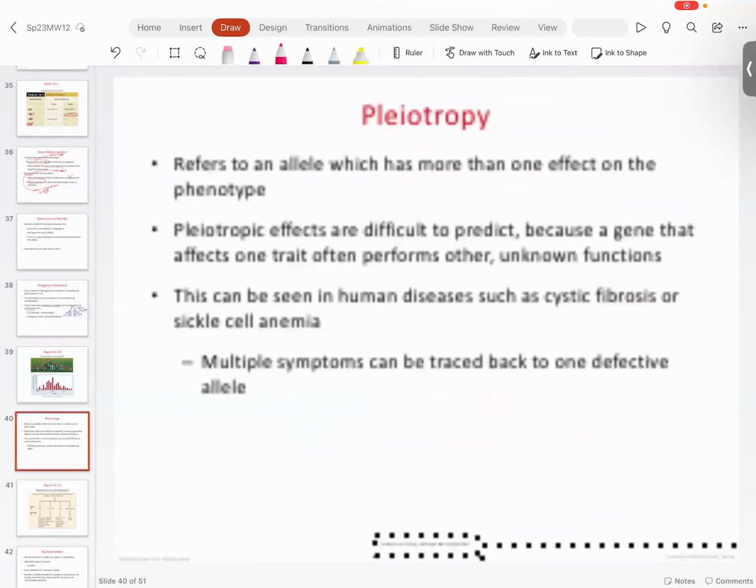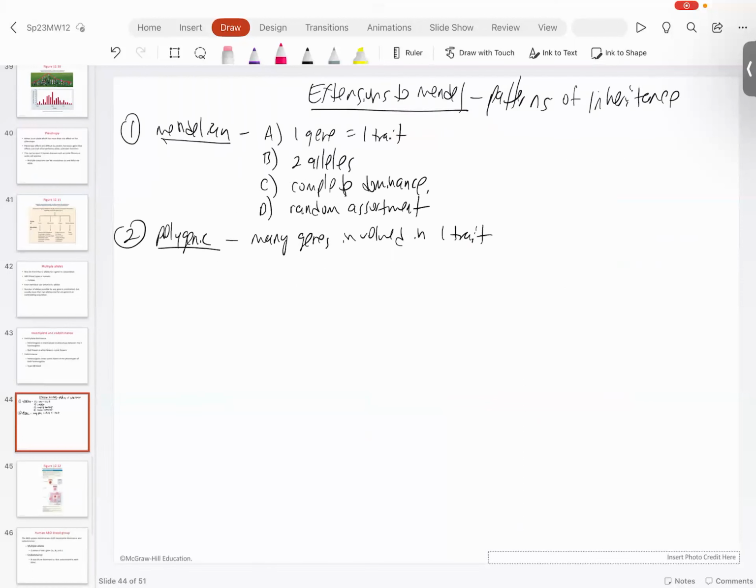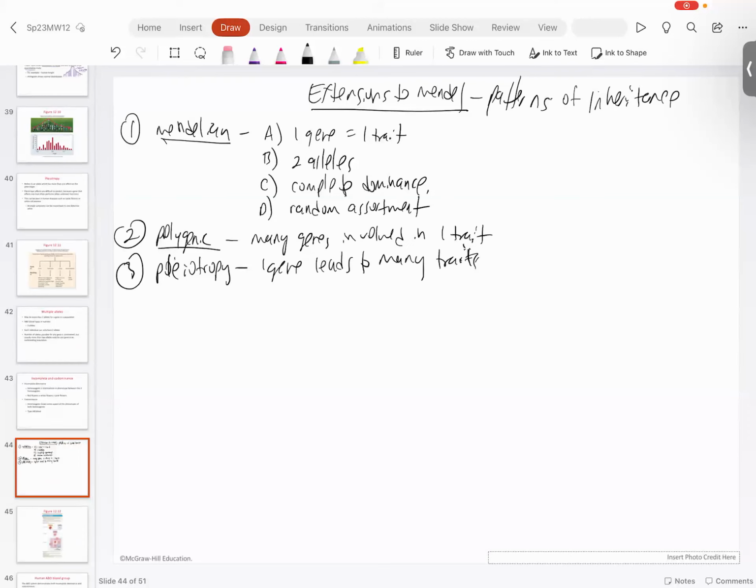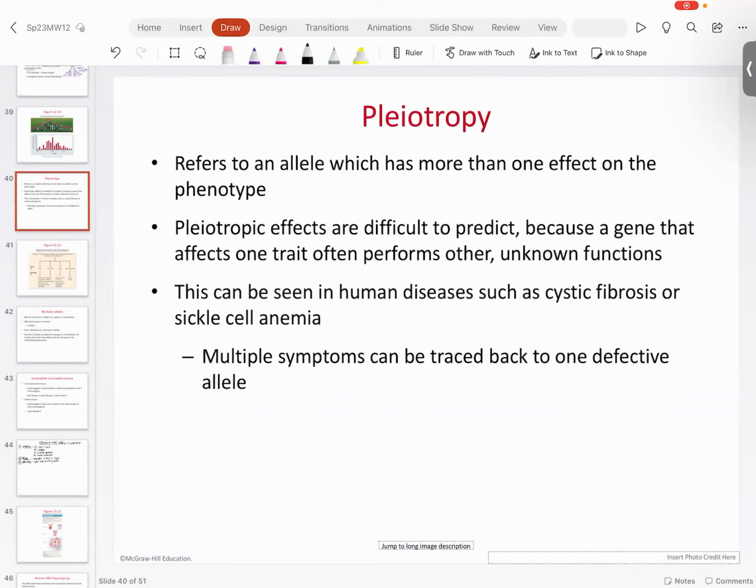So that's polygenic inheritance. The next one is pleiotropy. And pleiotropy is similar. So it's a violation of A. In this case, you have one gene, but this will lead to many traits. So that's a violation of the one gene, one trait component of Mendel, the Mendelian inheritance. Oftentimes where we see this is usually in human diseases. That's usually where we see this.